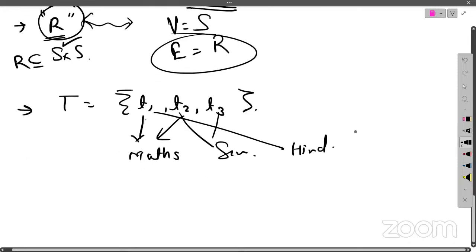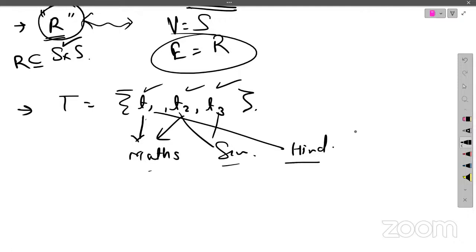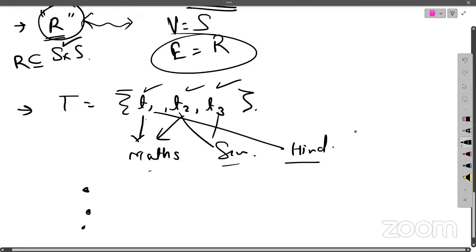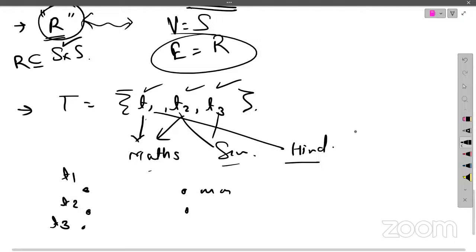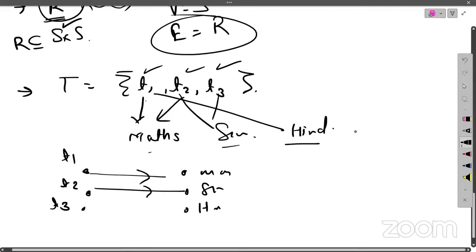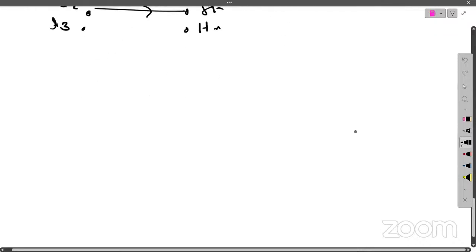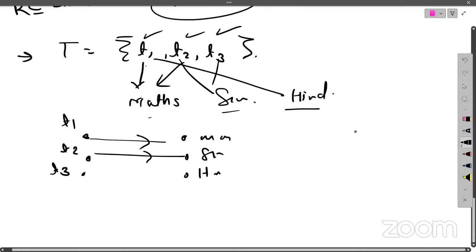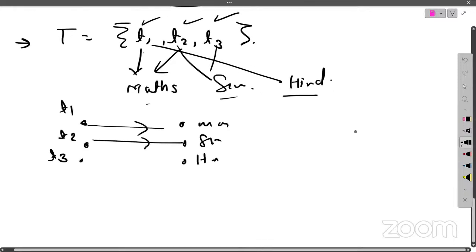To formulate this situation via a graph, I'll take T1, T2, T3, maths, science and Hindi as my vertices, and whatever relation is there, I'll take as edges. So I'll take nodes to be T1, T2, T3, and subjects to be maths, science and Hindi. Whoever teaches which course, we can just point out with an edge. In this way, if you have some real life situation, we can formulate a graph there also. That's the main meaning here.